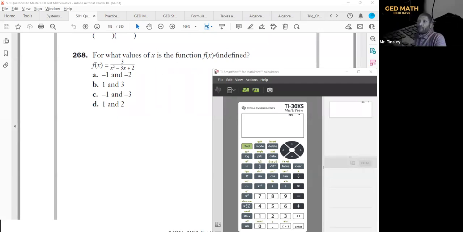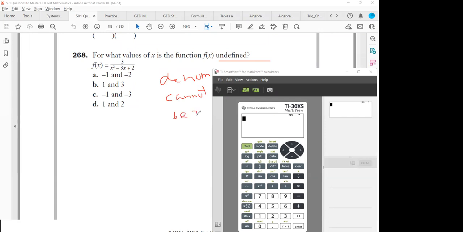Now look at this. For what values of x is f of x undefined? Well, first of all, when you see that word undefined, you know your denominator can't be zero. Cannot be zero. Right? So you're looking at this.